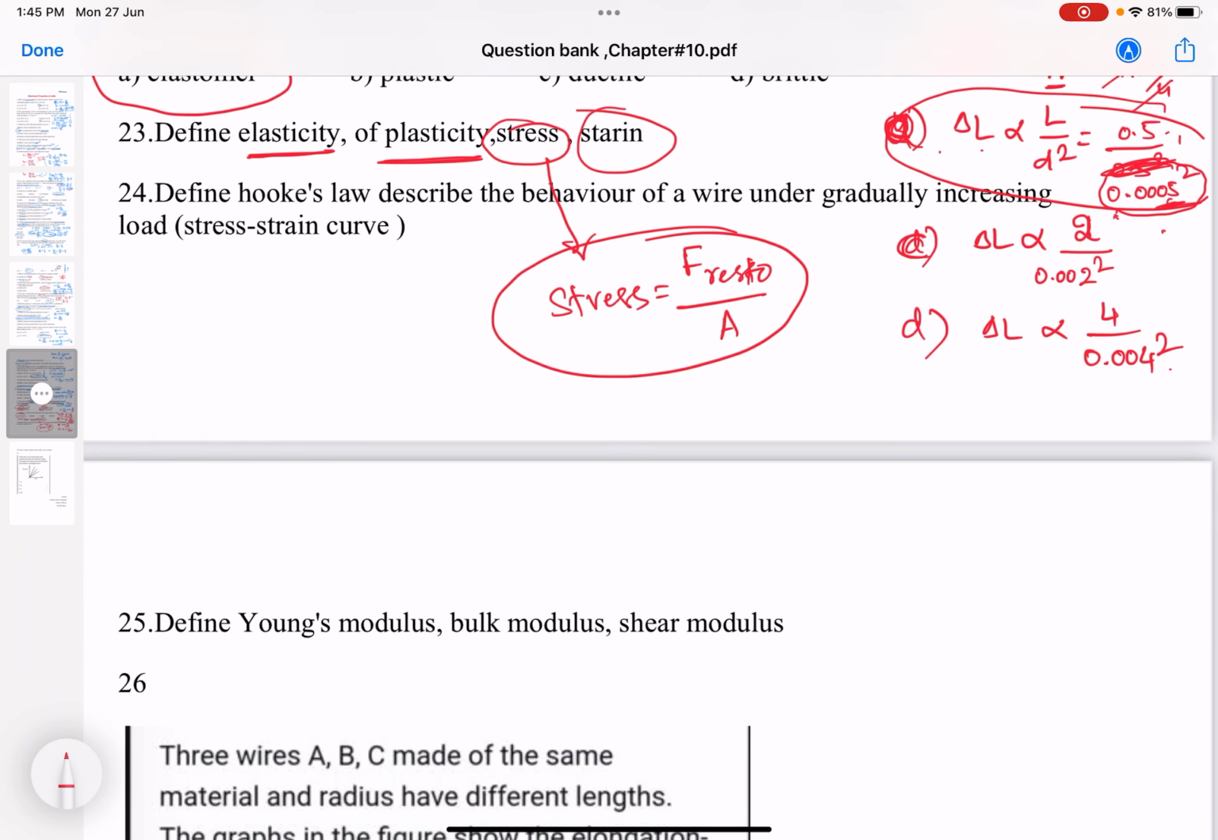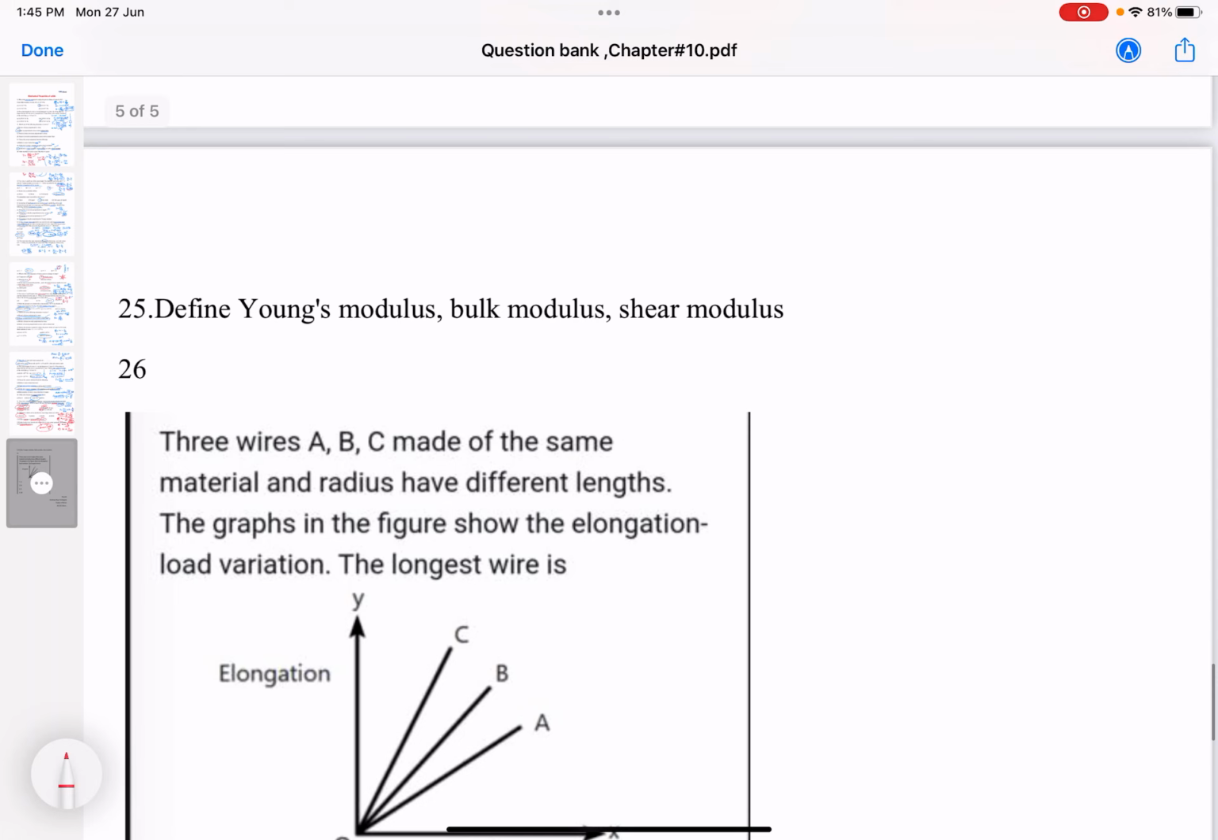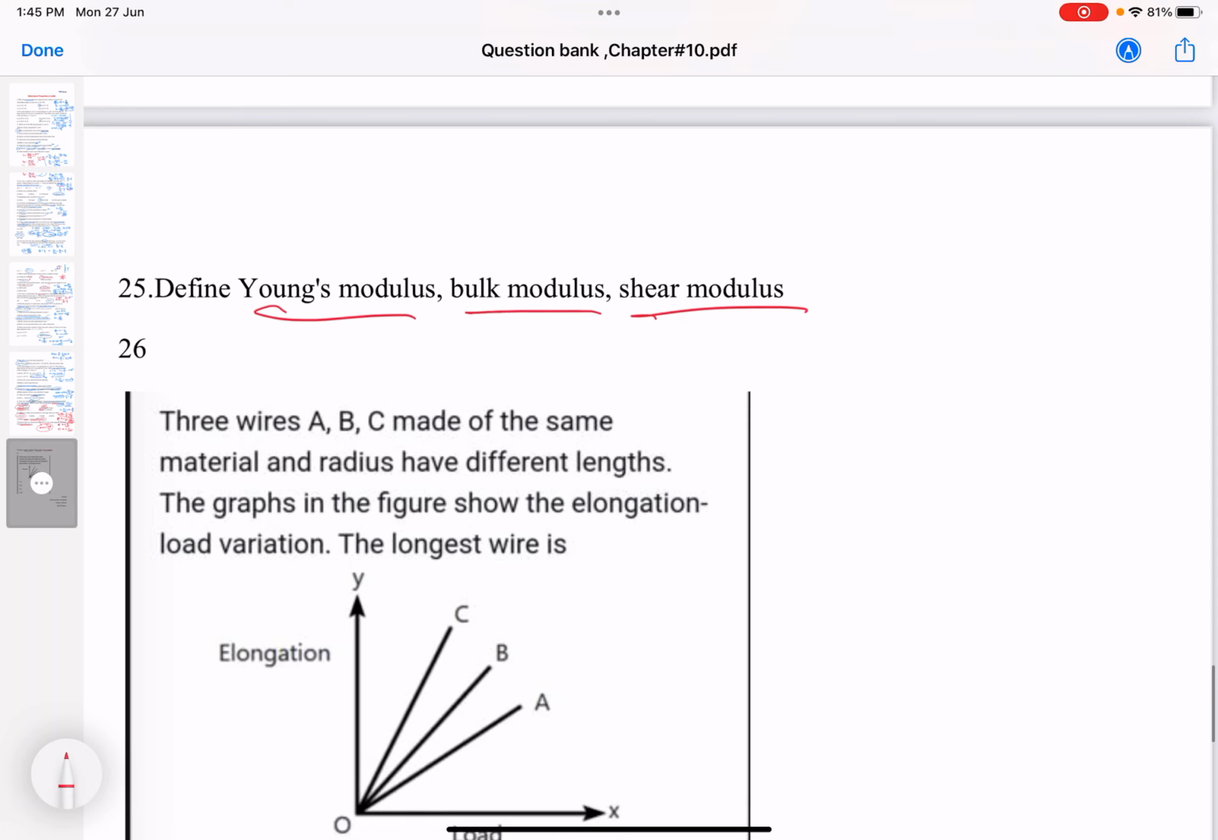Define Hooke's law. Describe the behavior of wire under gradually increasing load. Stress strain curve. Discuss about stress strain curve. Define Young's modulus, bulk modulus, shear modulus.